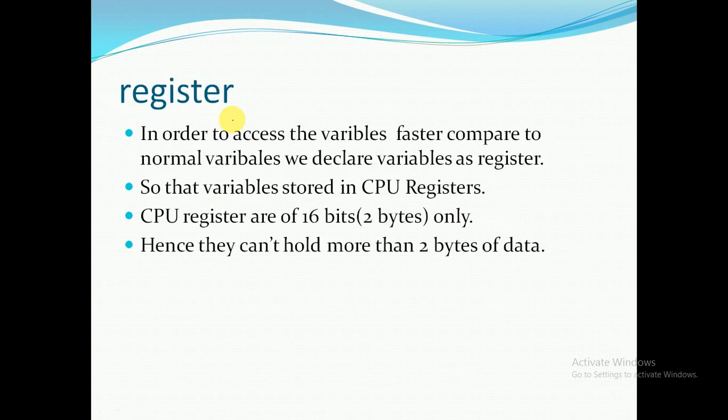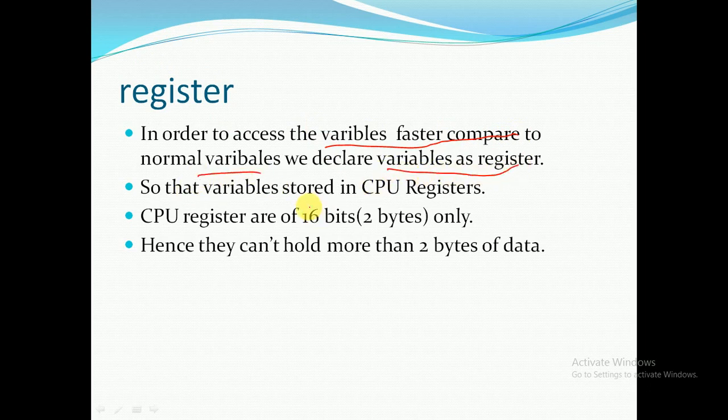Next and last we have register. Registers are nothing but storage locations in the CPU. The CPU consists of a set of registers. If you store the data in the registers, your program execution will be much faster compared to normal programs. So in order to access variables faster than normal variables, we declare variables as register.